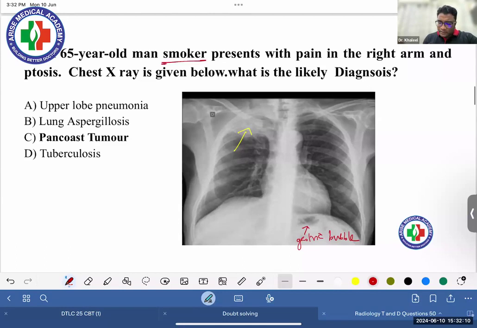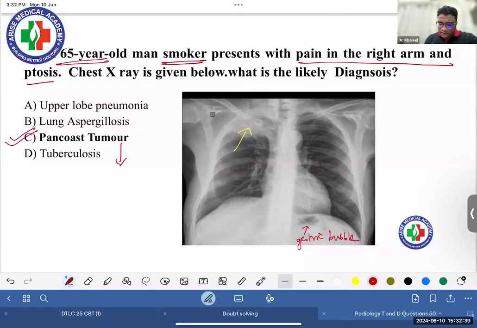And this is a smoker. He is having pain in the right arm and ptosis, an elderly patient. All of this is suggestive of a mass there, right? A mass in the apical region of the lung is called a Pancoast tumor. Because of its compression of the sympathetic trunk, it will lead to Horner syndrome: ptosis, miosis, anhidrosis, all those things. And because of the compression of the subclavian vessels, the patient may have pain there. So apical lung cancer is what is called a Pancoast tumor, associated with Horner syndrome.